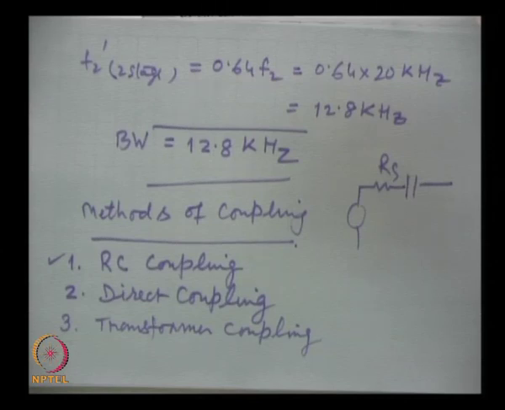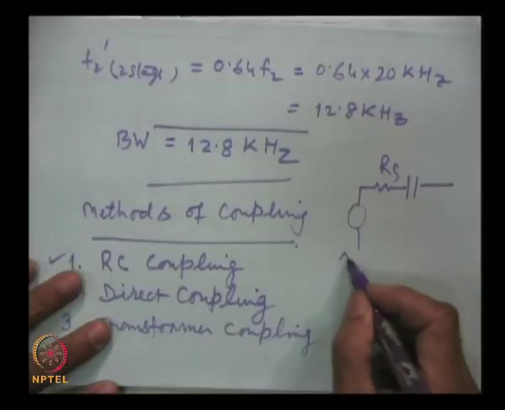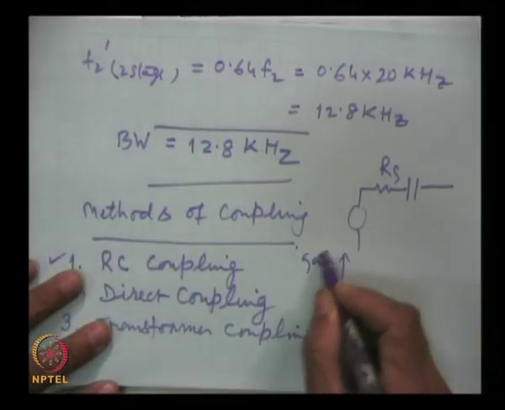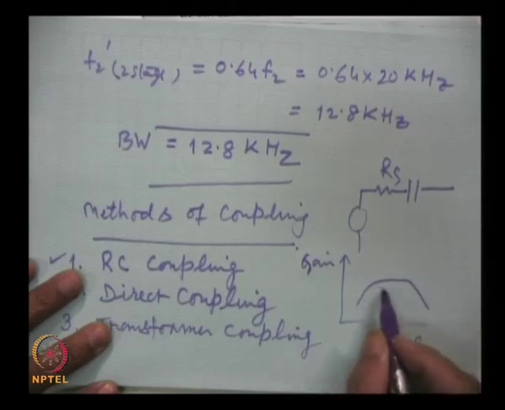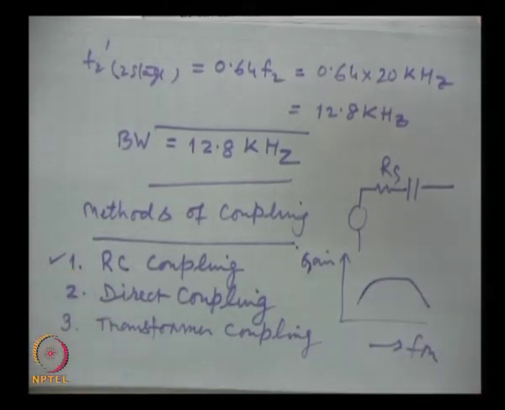RC coupling is very widely used because it is most convenient and integrable, but the only difficulty, as we have seen in our studies, is that it puts a restriction on the lowest frequencies which can be amplified. The graph of gain versus frequency for an RC coupled amplifier goes like this. So, this is the lower cutoff.